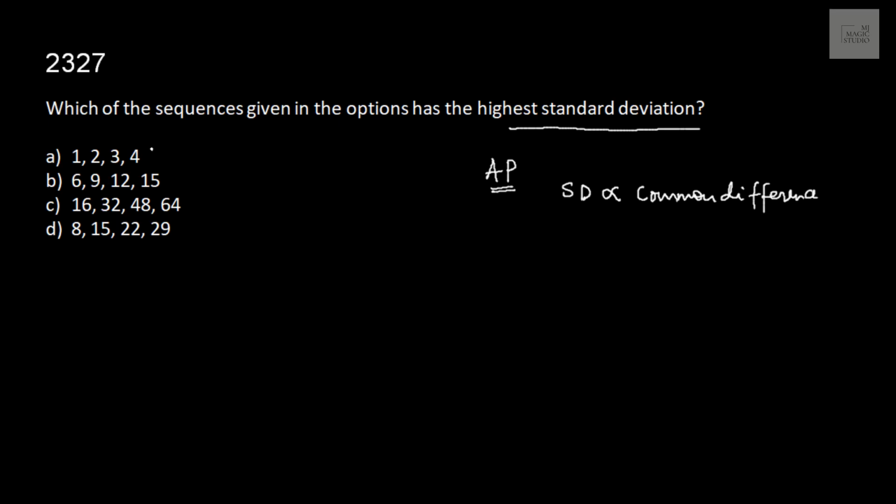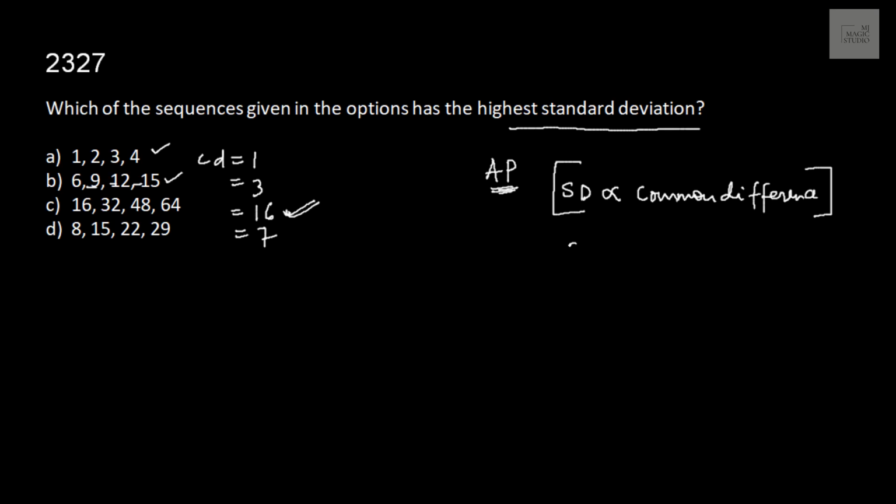1, 2, 3, 4. This sequence is in AP with common difference 1. 6, 9, 12, 15. This sequence is also in AP with common difference 3. For 16, 32, 48, 64, the common difference is 16, and 8, 15, 22, 29, the common difference is 7. So out of these 4 sequences, all 4 are in arithmetic progression, and the third one has the highest common difference. So theoretically, the standard deviation is directly proportional to the common difference as far as AP is concerned.